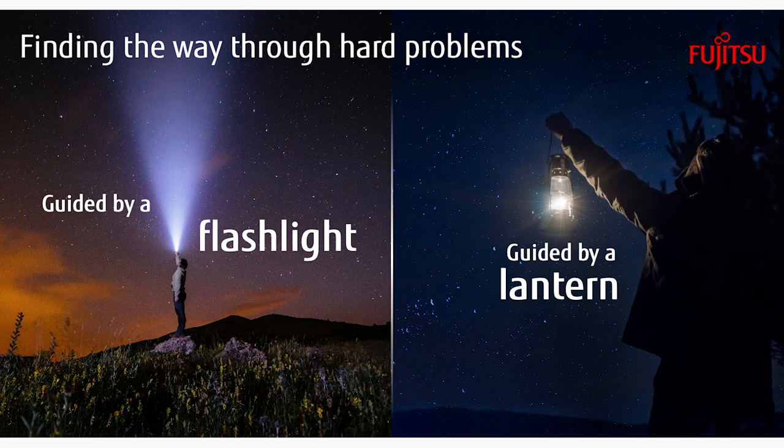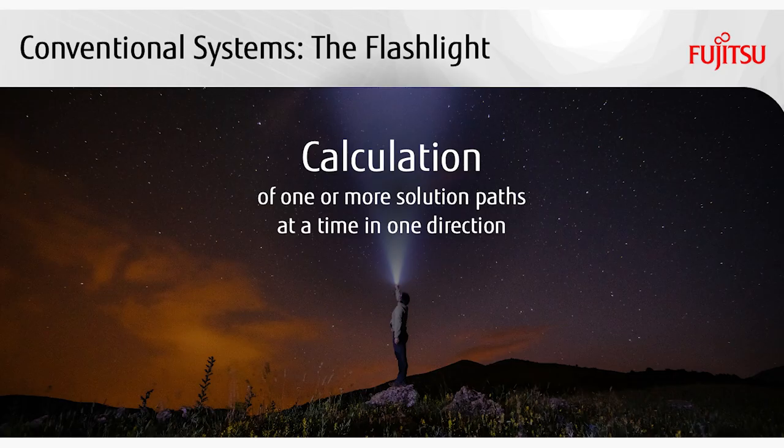Imagine you're looking for a solution to a problem, and you have a choice of whether you're going to use a flashlight or a lantern. Let's say we're lost in the forest, and we're trying to find our way. First of all, we have a flashlight. We can use the flashlight to look in one direction, or in another direction, or in yet another direction, but we're tending to look in one direction at a time. Now, if we have multiple flashlights, i.e. if we have a parallel computer, then we can look in many different directions at the same time. But we're still looking with each activity in just one direction.